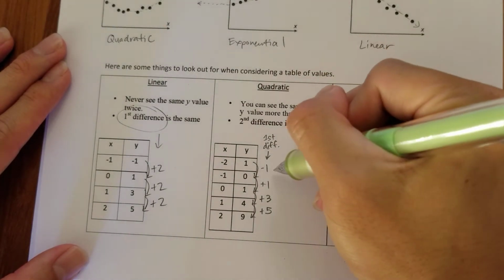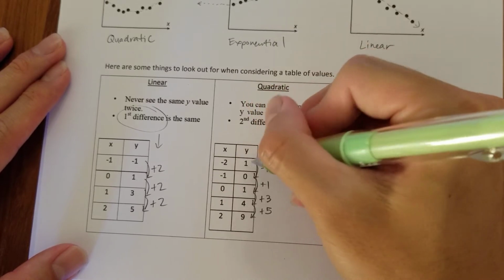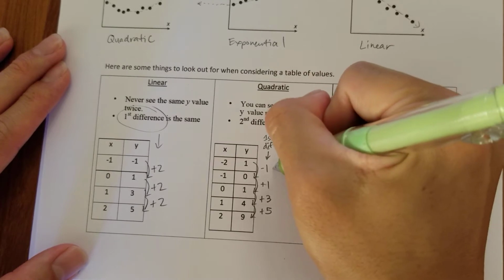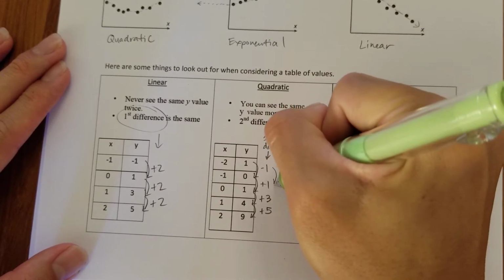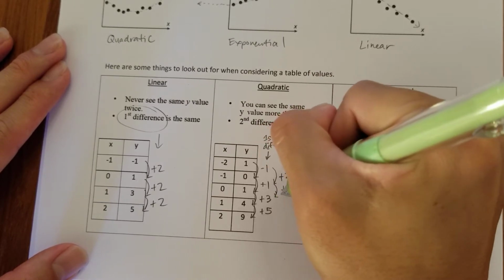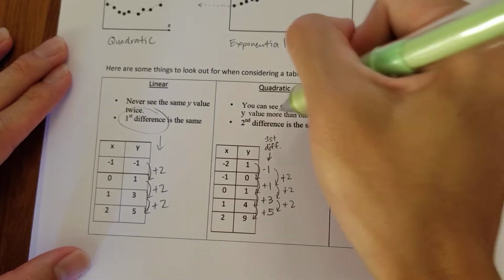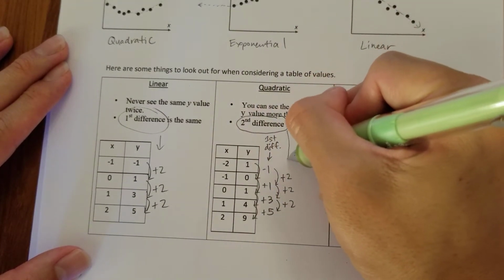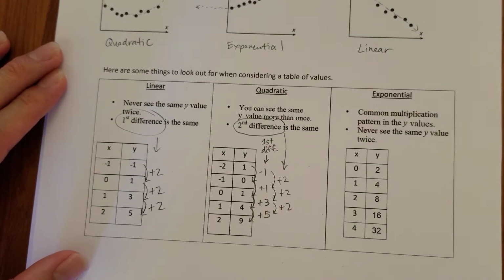Now, in order to find the second difference, we would have to find the difference twice. So we found it once between these numbers, and then you find it again. The difference between -1 and 1 is 2. The difference between 1 and 3 is +2. The difference between 3 and 5 is +2. This represents the second difference. The second difference is all the same, so that means you would have a quadratic function.